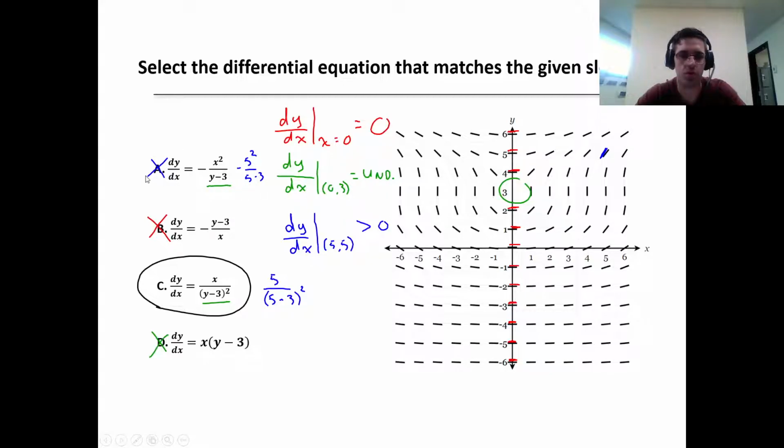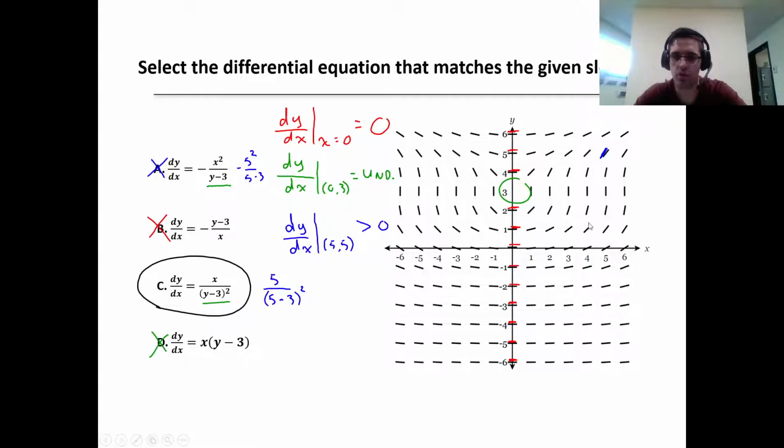So for that reason, we know that A cannot be the differential equation for this slope field, which leaves us with the answer of C. We can double check (5, 5) on C. If I plug in 5 for x and 5 for y, I get 5 over (5 minus 3) squared, or 5 over 2 squared, which is going to be a positive value. And so that is consistent with this point on our slope field. So since we eliminated A, B, and D, we know that C has to be the differential equation.